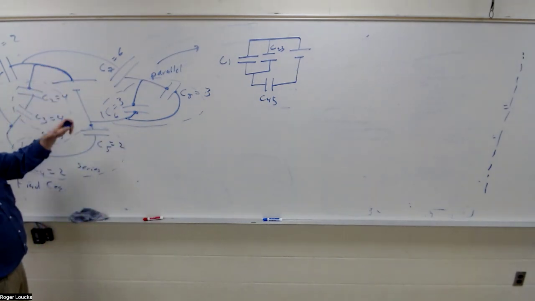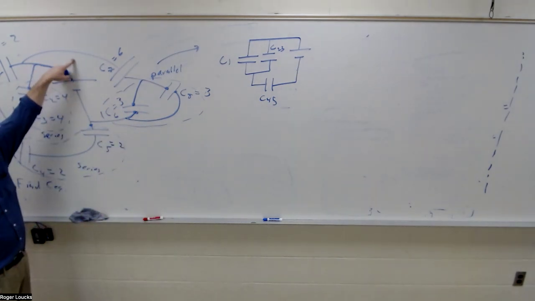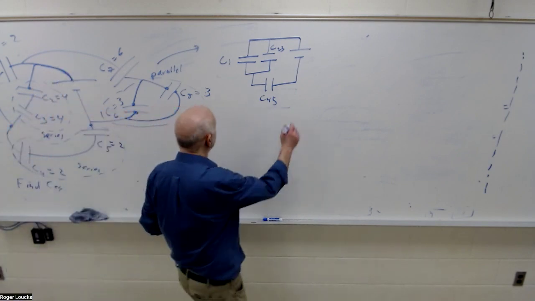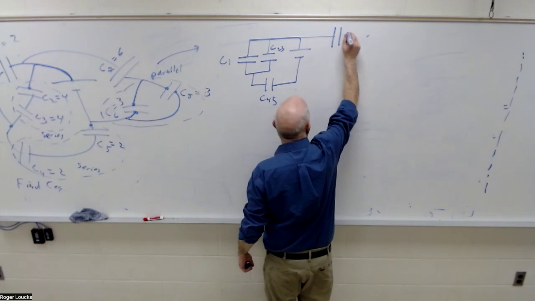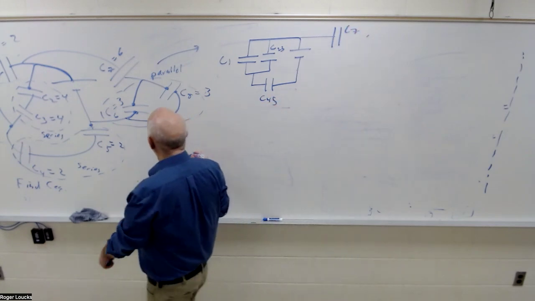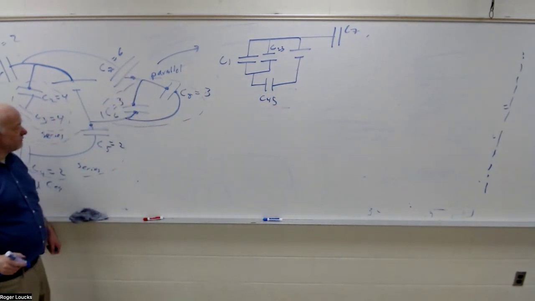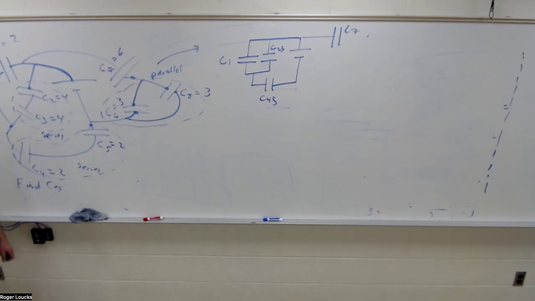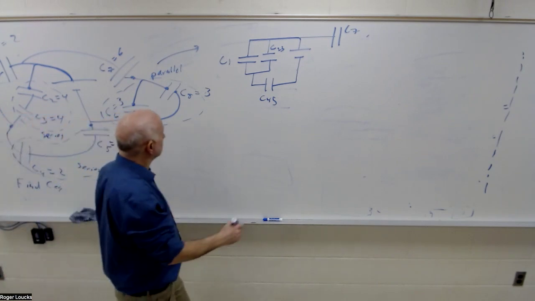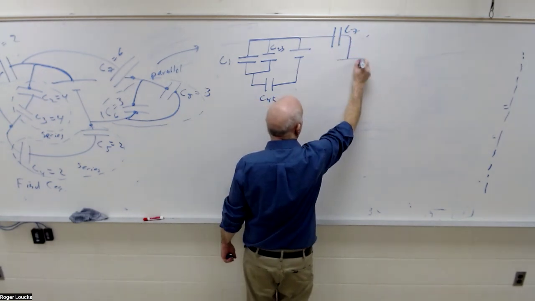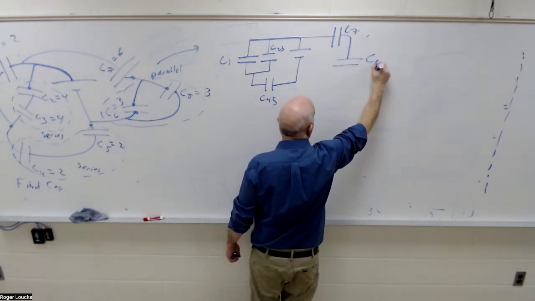Now let's go off to the right. If I go off to the right, what do I run into? C7. I come over here, I run into C7, so I'm going to put a C7 here. On the other side of C7, what do I run into? Parallel 6, 8. So you're going to come here, and I run into the parallel 6, 8 combination.